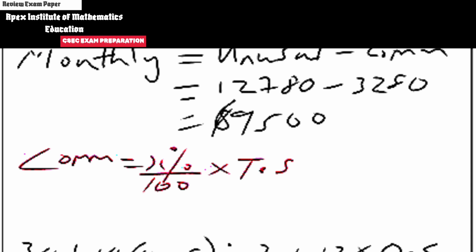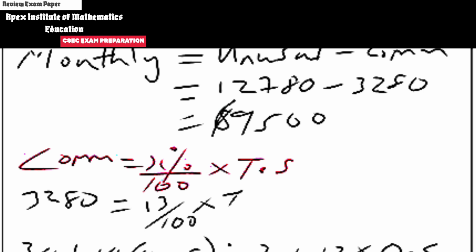All right. Now, with this said, reading the question earlier, it stated that the 12,780 was inclusive of 3,280 of commission earnings. So I can therefore go ahead and put the 3,280 under the commission variable, and the percent at which the commission was paid is 13%. So that's 13 over 100 multiplied by TS.